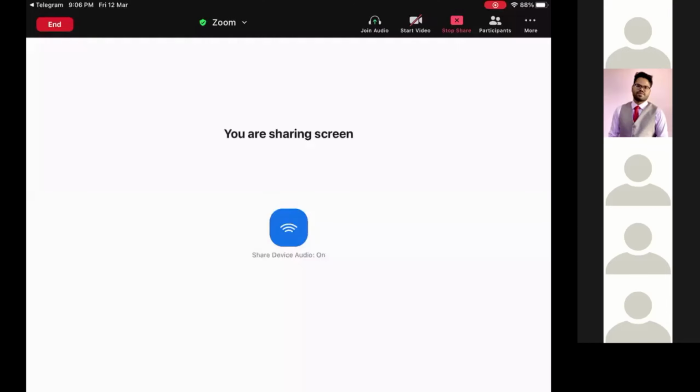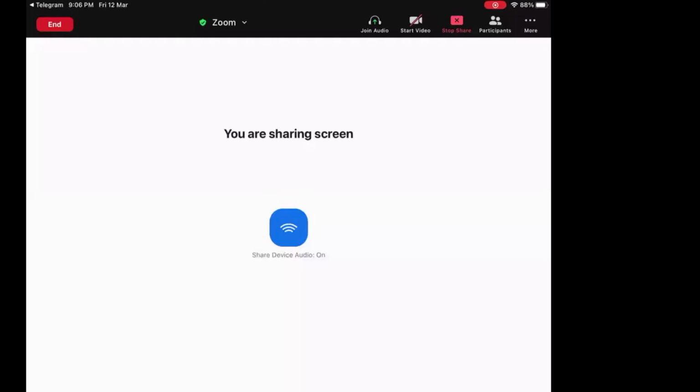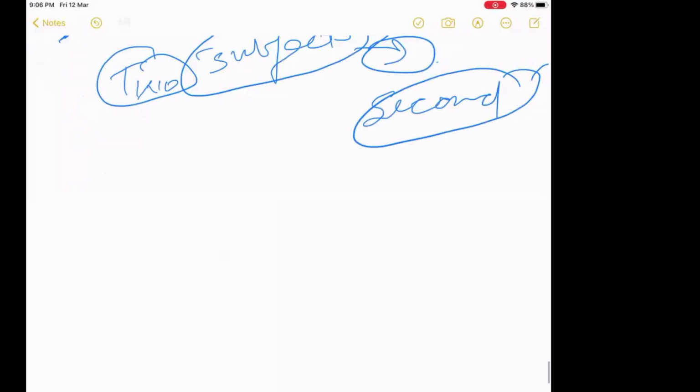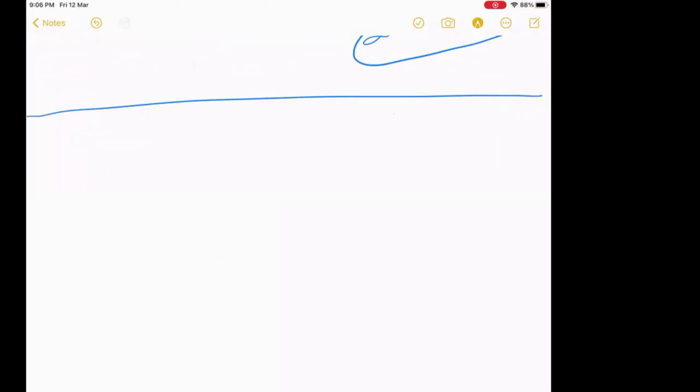An arrangement in a sentence which has a subject and verb, and it also creates some sense. This is called subject verb agreement.